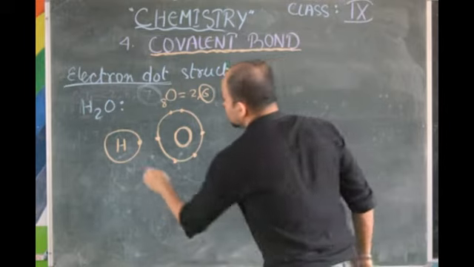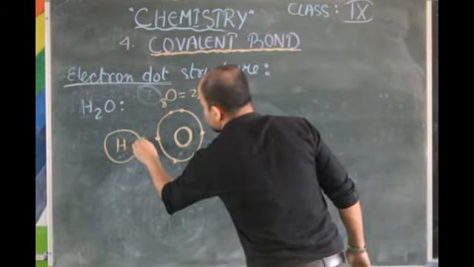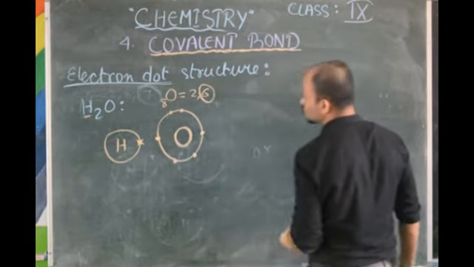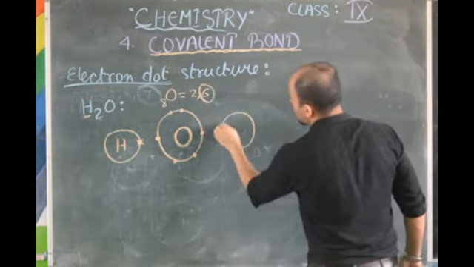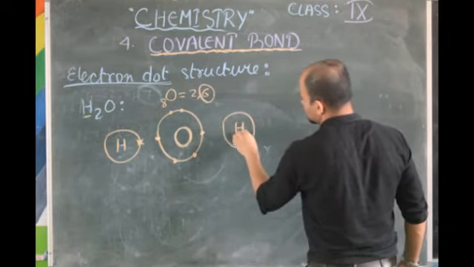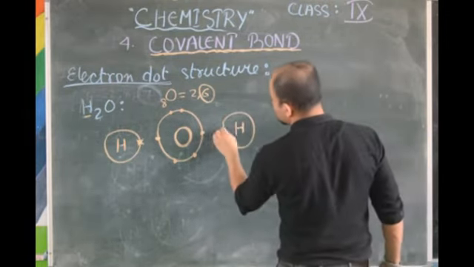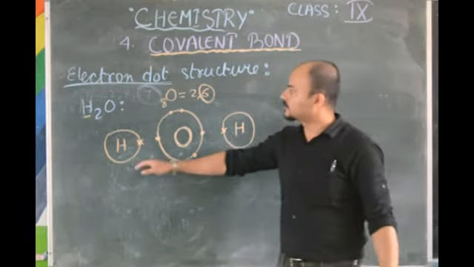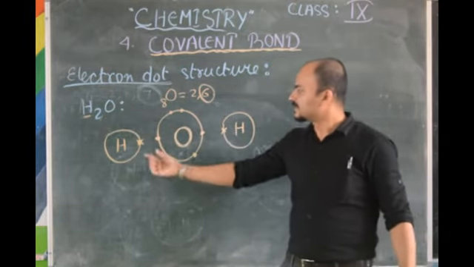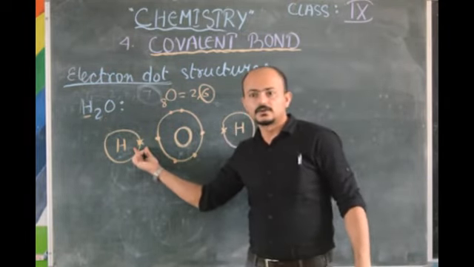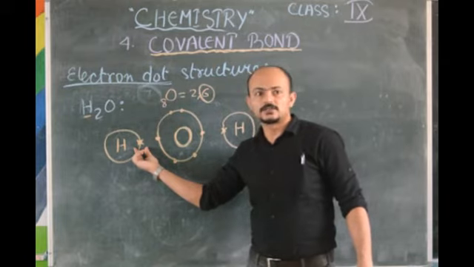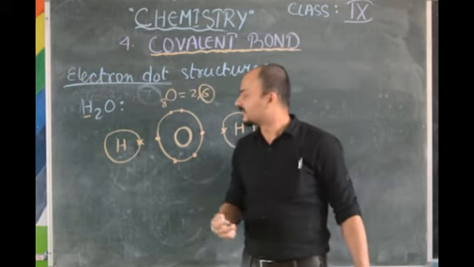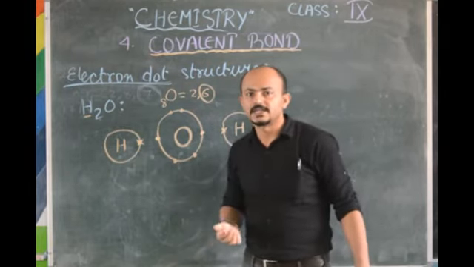Similarly here, in case of hydrogen, let me represent it by another symbol. How many hydrogens are present in water molecule? 2. Therefore, 1 hydrogen atom will be present here with its only electron. Now, here in water molecule, you can see that this hydrogen has this one electron only. Now, if it can gain one more electron, then its duplet configuration will be achieved.